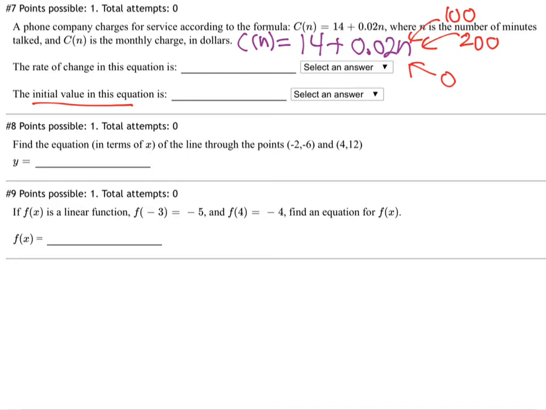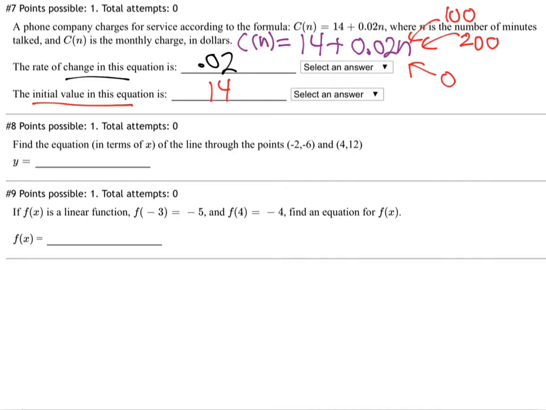What's that answer going to be? 14. That's the 14, huh? And then when they say, what's the rate of change? What's the one that's changing? That's the 0.02. You don't need that other 0 in the front. You can put it, it's optional. That's the part that's actually changing. That's the 2 cents per minute. The more minutes you talk, the more your bill goes up at a rate of, that's a rate, right? 2 cents per minute. All right, on to number 8 we go.